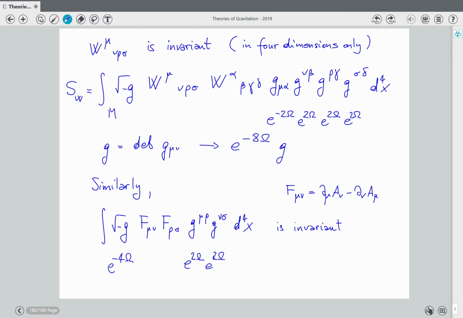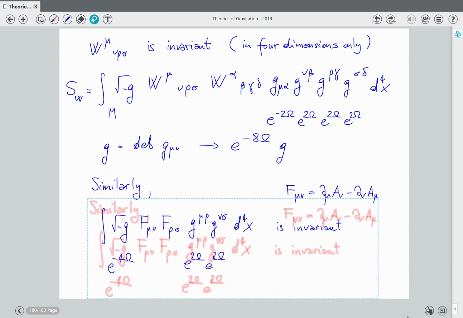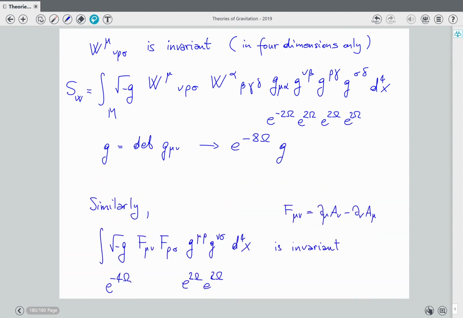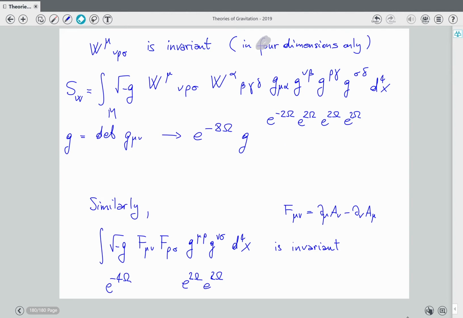I have a correction to make, because the Weil tensor is invariant in all dimensions. The action is invariant only in 4 dimensions.